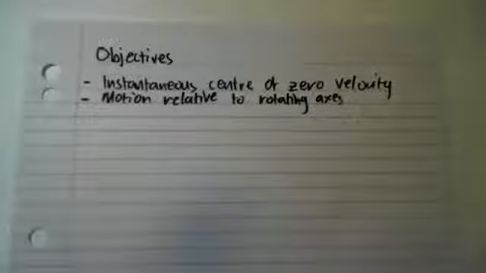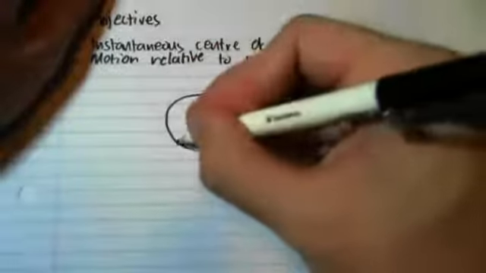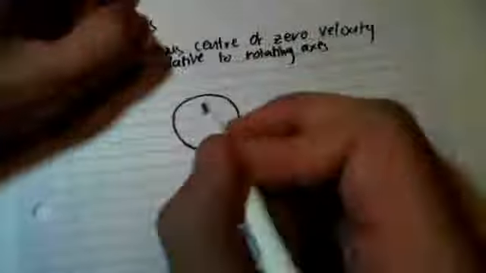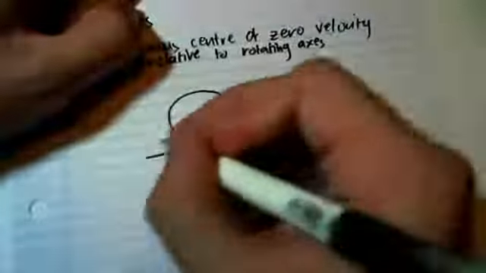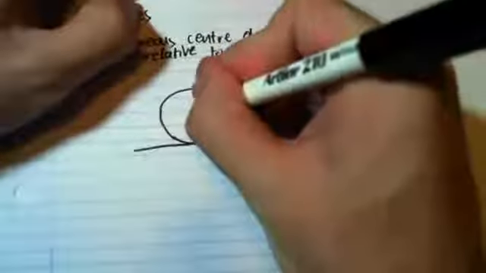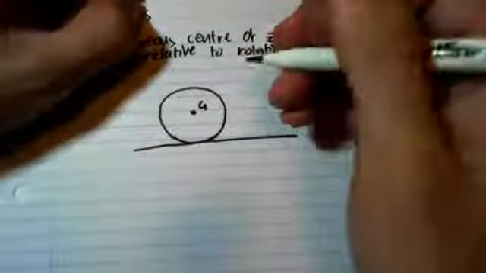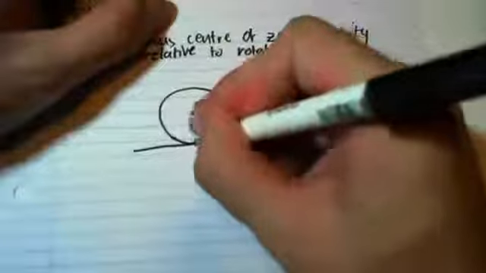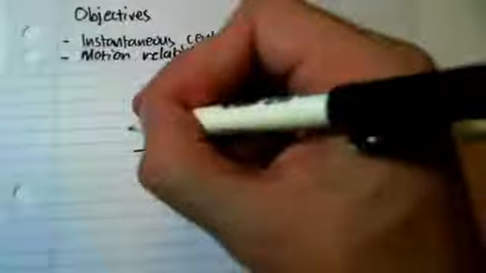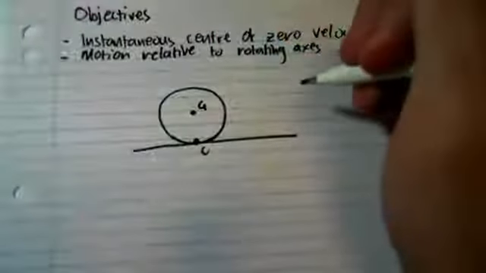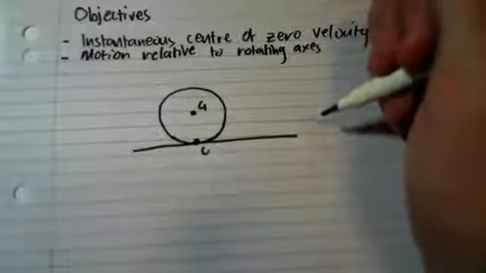The first thing to note is that when there's a stationary point in relative motion, for example a rotating disc or a rotating wheel traveling along a flat road, this is our center of mass, so we'll say that's G, and this point of contact we will label as C. We'll consider this wheel in 2 dimensions to be a rigid body.